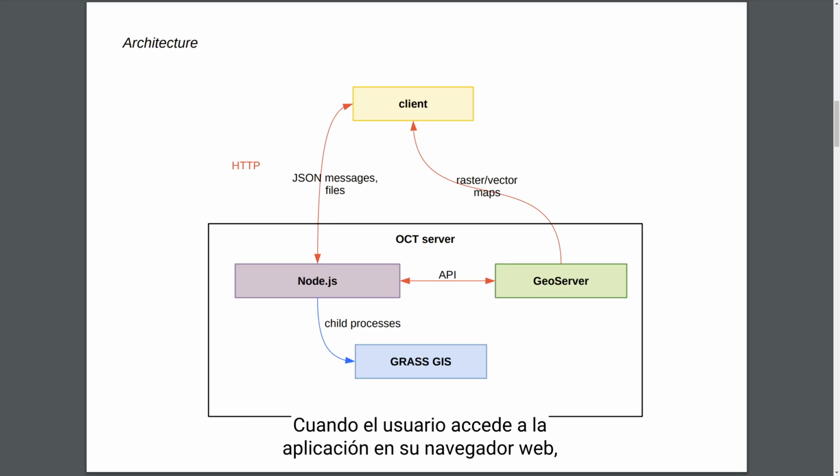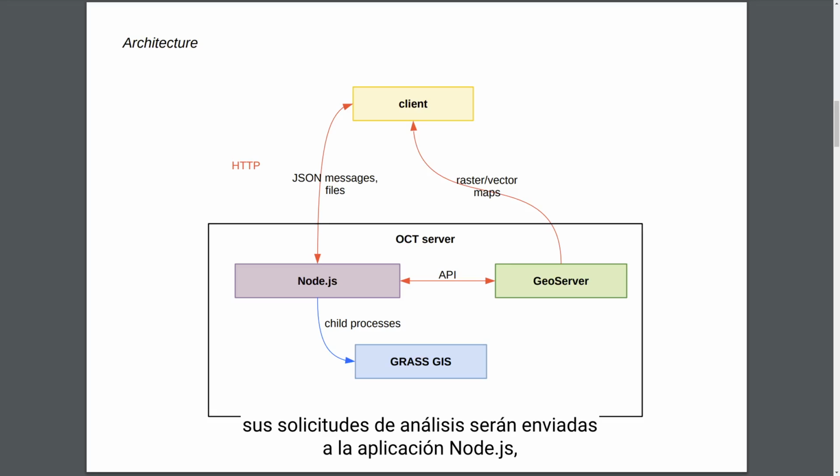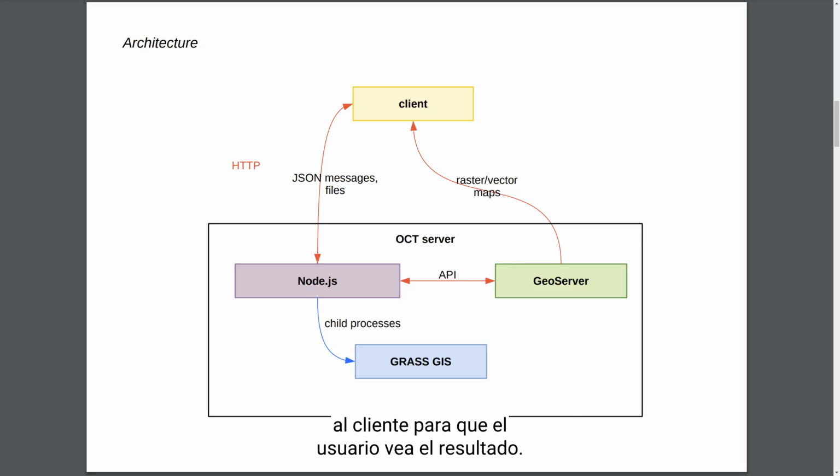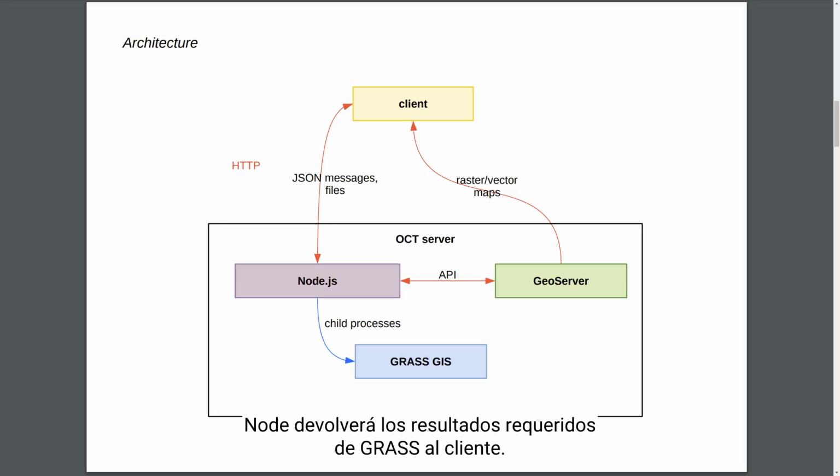When the user is accessing the app in their web browser, his or her analytical requests will be sent to the Node.js application. Node will read the request, generate a response, and send it back to the client for the user to see the result. If the user's request is to conduct a geoinformation analysis, then the Node app will dispatch the request to GraphGIS as a child process. When the geoinformation analysis is done, Node will return the results from GraphGIS to the client.